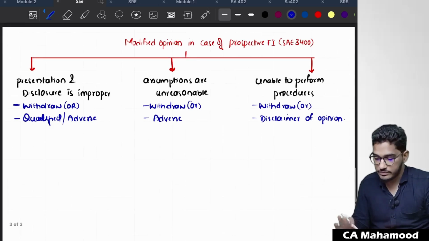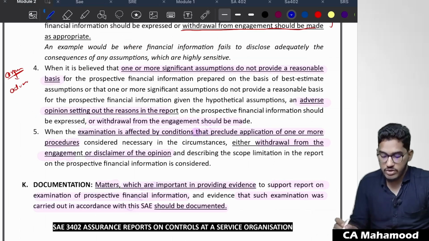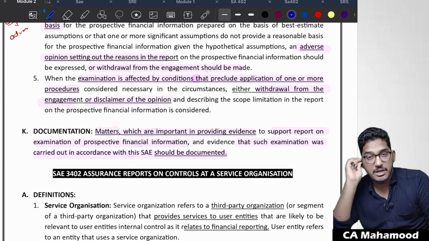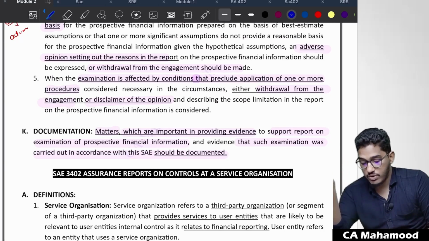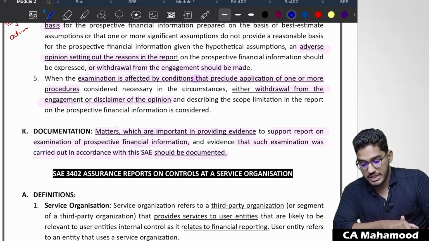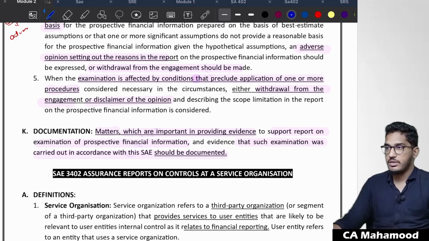Okay, and then finally, documentation also you are required to maintain: matters which are important in providing evidence and matters which give you confidence that the engagement is carried out in accordance with the standards on assurance engagement. Everything should be documented. Clear everybody? Right. So with this we are done with SAE 3400.